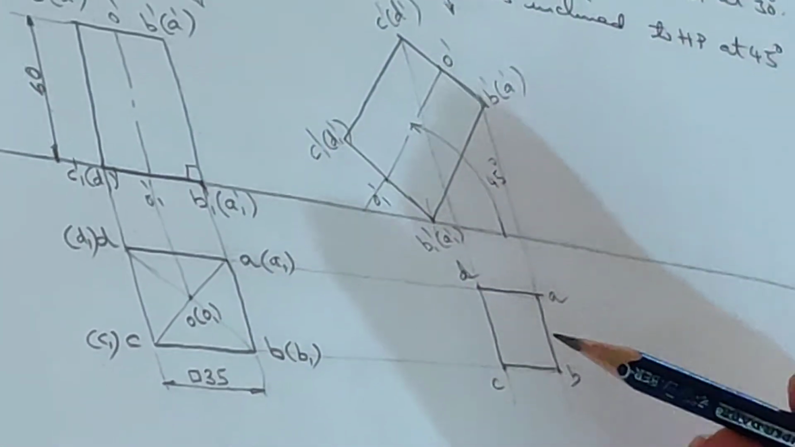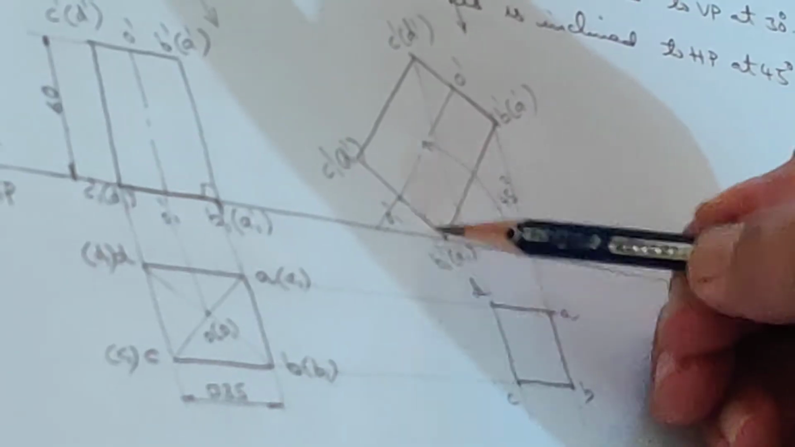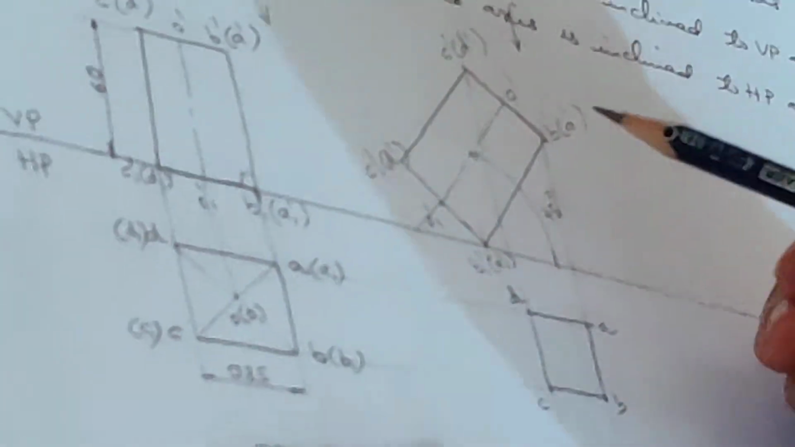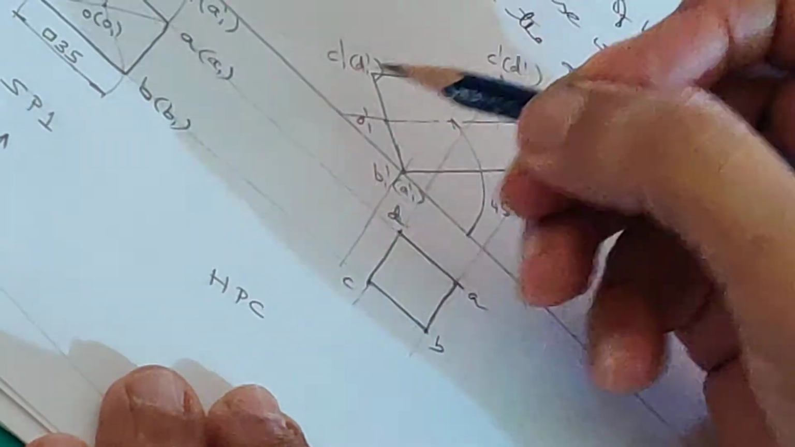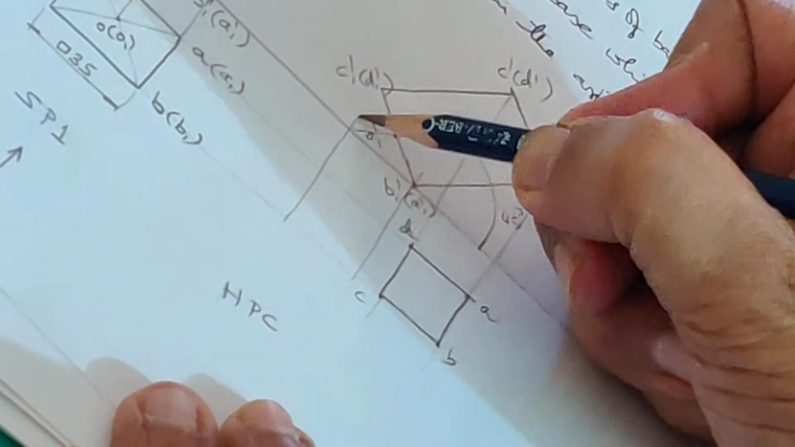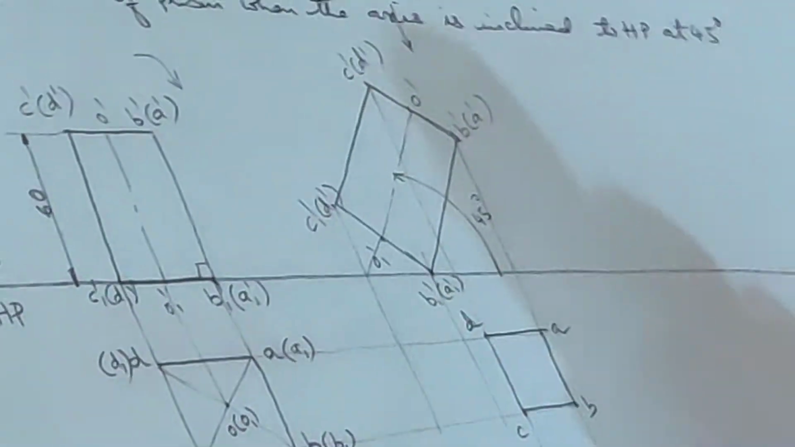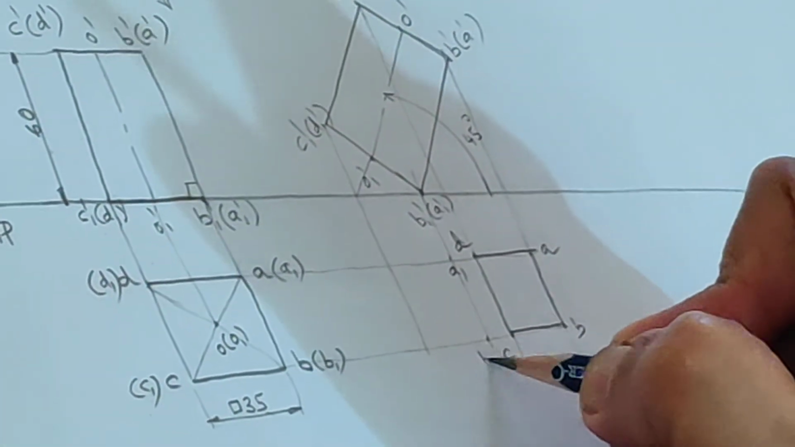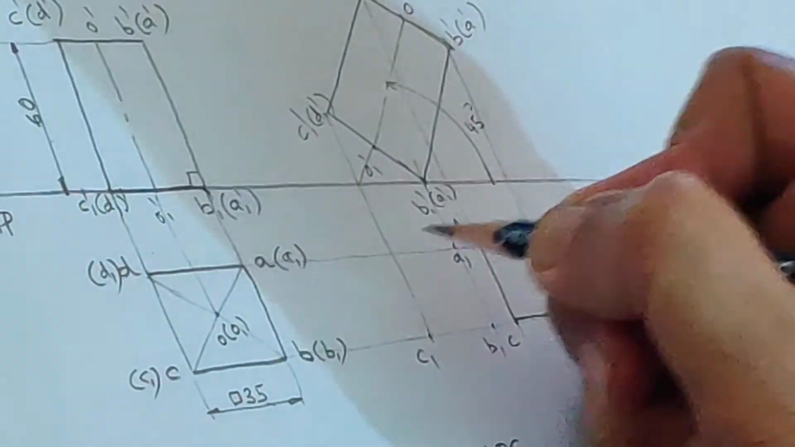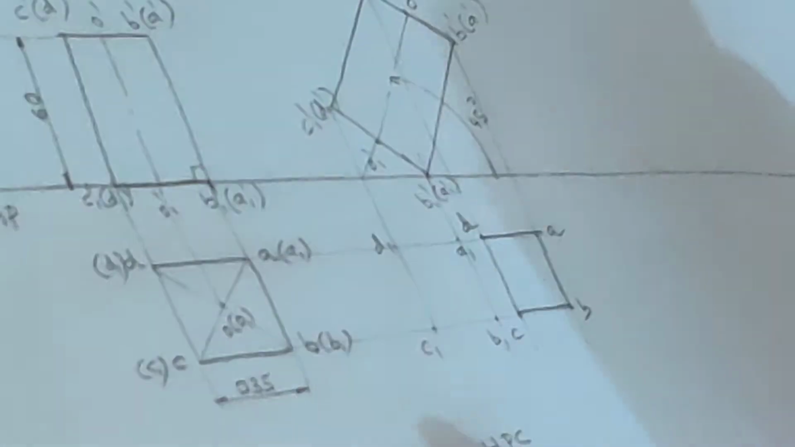After doing this, I must project the base also. There are four more points here. Project them down. Identify the points. This is A1, this is B1, C1 and D1.